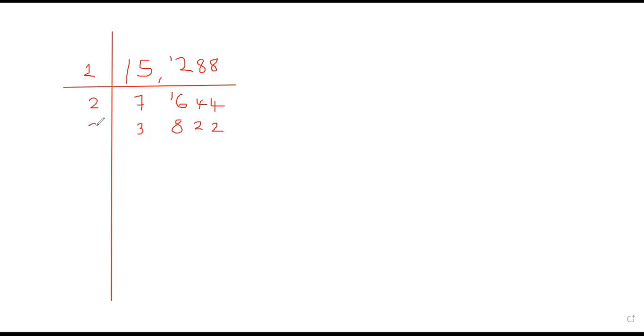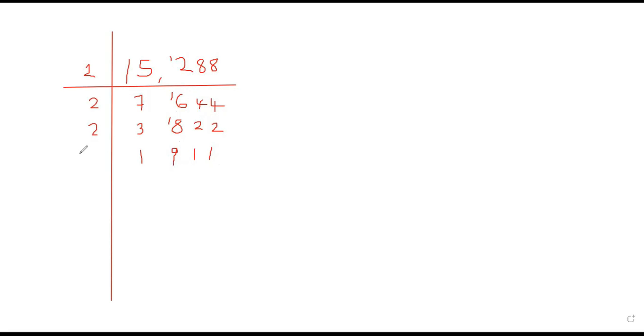So I could still divide by 2. 2 in 3 is 1. I'll move my 1 this way. I'll carry my 1. 2 in 18 is 9. 2 in 22 gives me 11. Voila. Now I have 1,911.